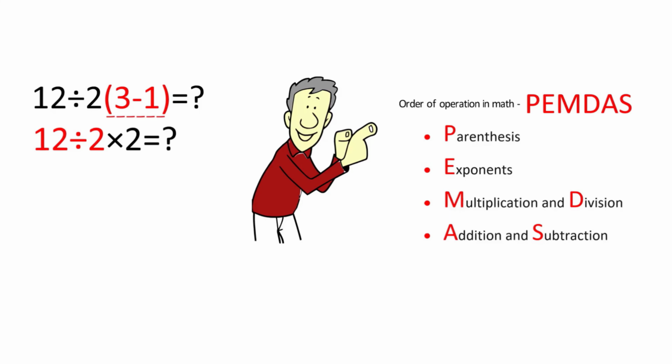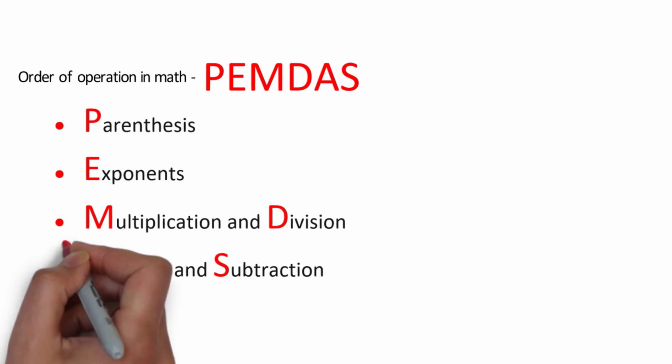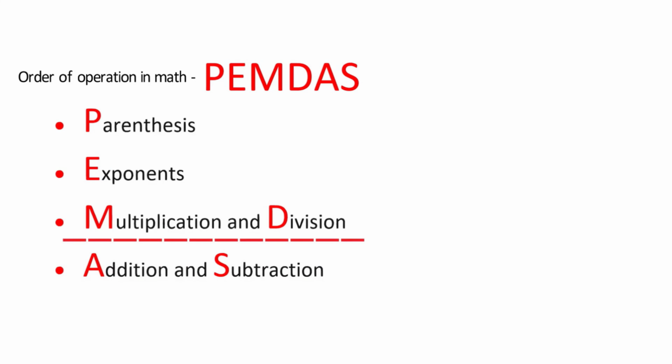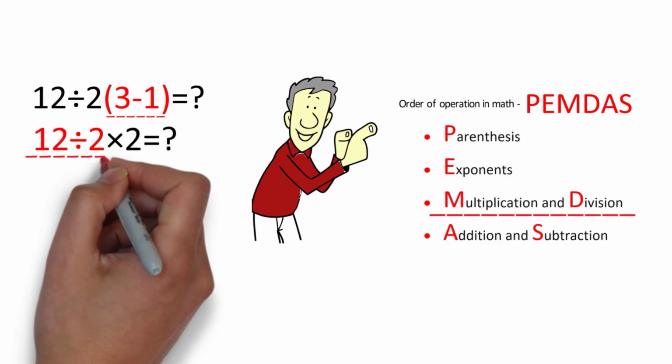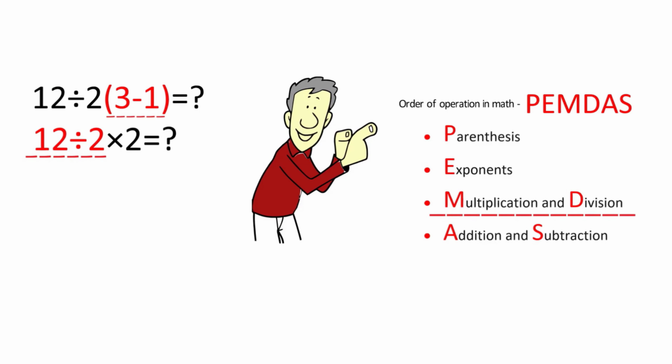The order PEMDAS tells us that we need to do multiplication and division. But what the order doesn't mention is that we need to do it from left to right. And what's interesting, the acronym itself is a little bit confusing because it shows multiplication first and then division. But in our case, we need to do division first and divide 12 by 2, and then do multiplication.